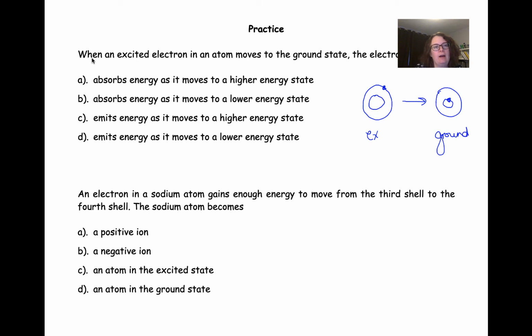So if we take a look at our examples here, absorbs energy is one that we can eliminate right away, because if we absorb energy, we'd be going the opposite direction. Emits energy as it moves to a higher energy state. That doesn't seem quite right, because we can't emit energy as we're going into a higher level, so that leaves us with D. Emits energy as it moves to a lower energy state, which is exactly what's happening. So as we move our electron from a high energy state to a lower energy state, we're going to emit some light.